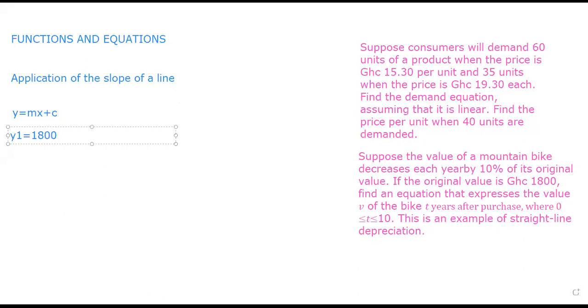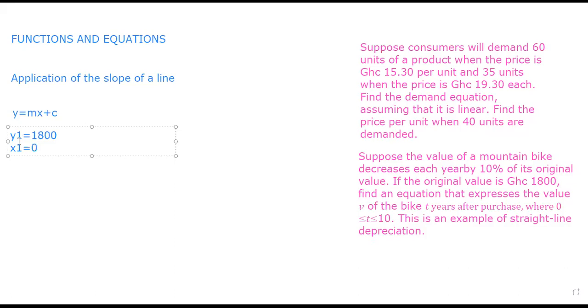Now, if Y1 is 1,800, who can tell me what X1 will be? So at what point in time is the original value the same? That is when time is zero.